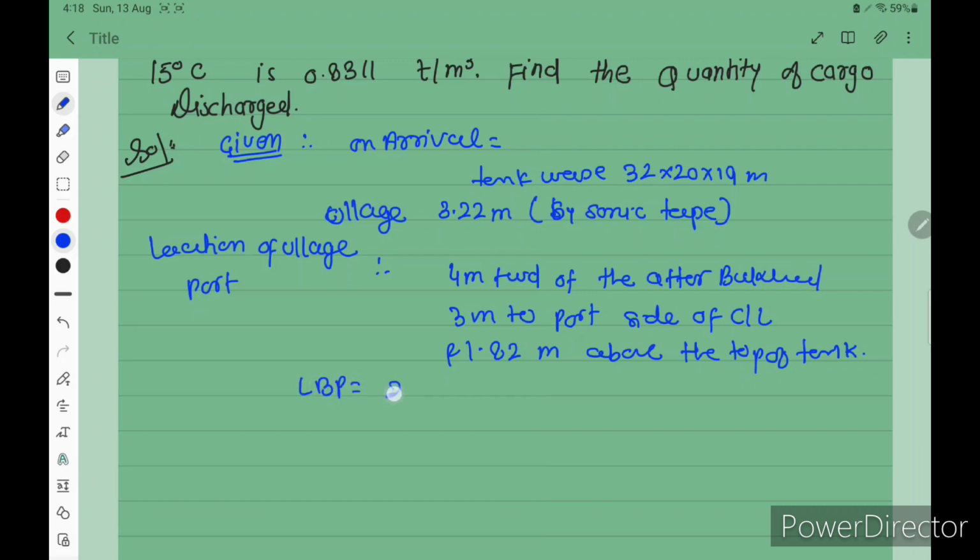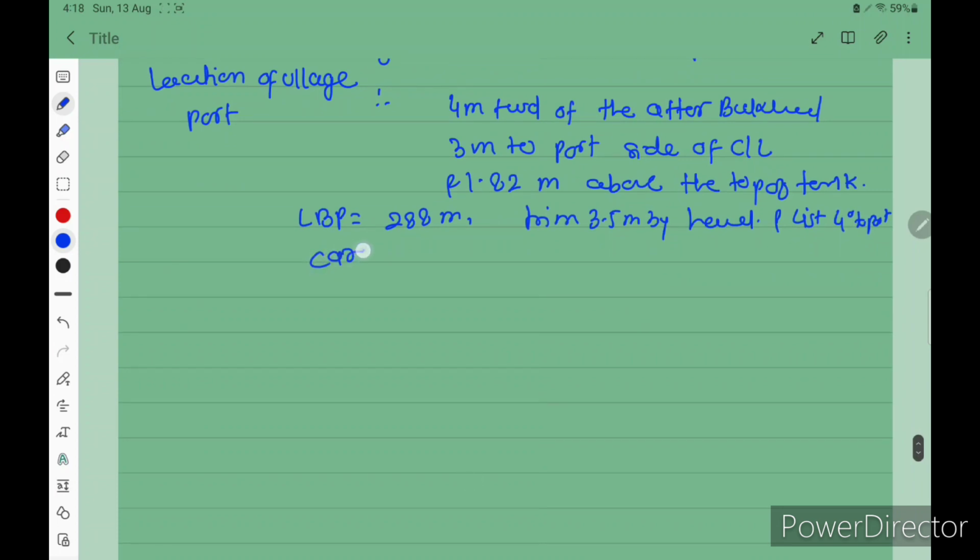LBP 288, initial trim 3.5 meter by head, and list was 4 degree to port. Cargo temperature 31.5 degree centigrade. Okay, this is the first part.